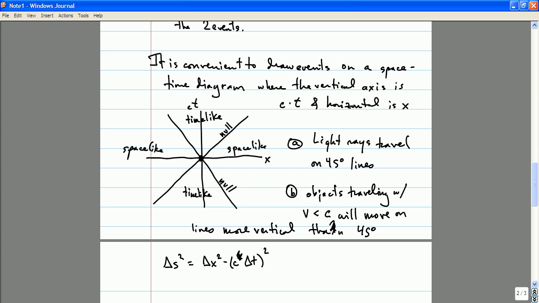Is this picture clear? The picture's getting a little cluttered because I've drawn the vertical and horizontal axis as well as those 45-degree lines, but hopefully that's clear.